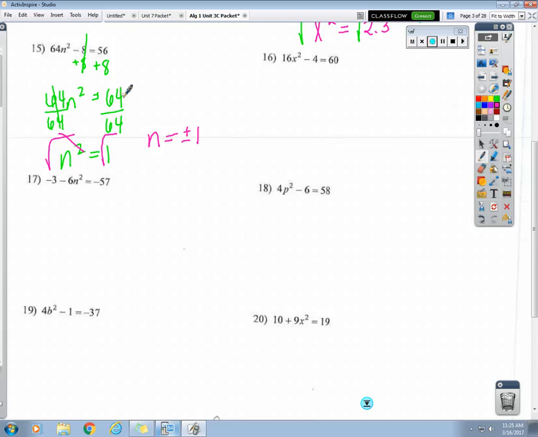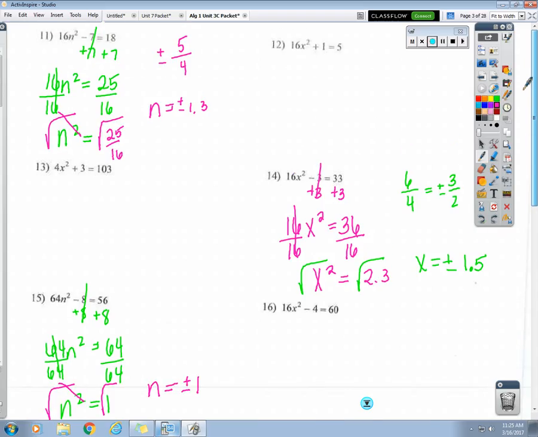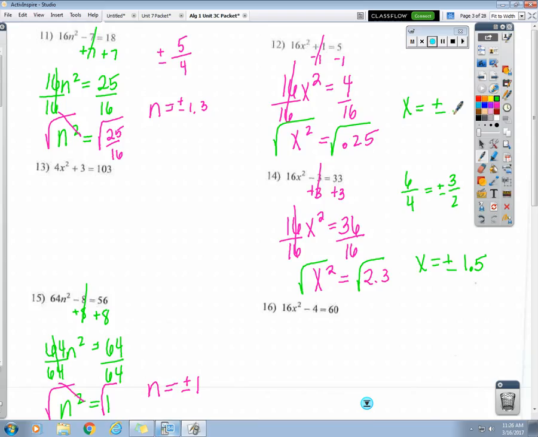Okay, any other questions off of pages 1 and 2? 12? Okay, what would I need to do first? Subtract the 1. So 16x squared now equals 4. Now what do I need to do? Right? Okay? Right. Well, correct. The answer would be plus or minus 0.5, but if you were doing it as a fraction, the square root of 4 is 2, the square root of 16 is 4, which reduces to 1/2, so you may also see the answer look like that.